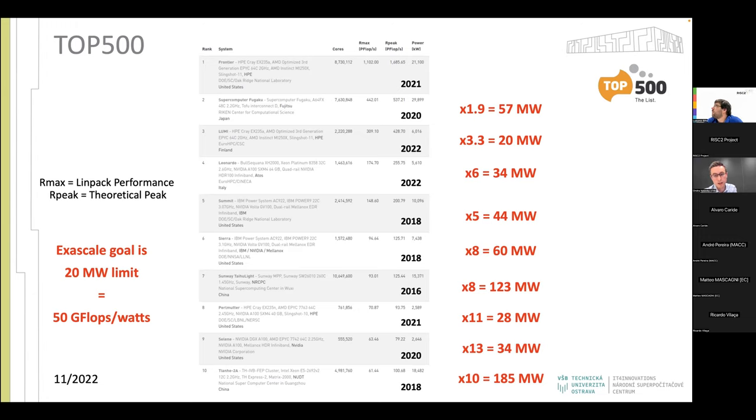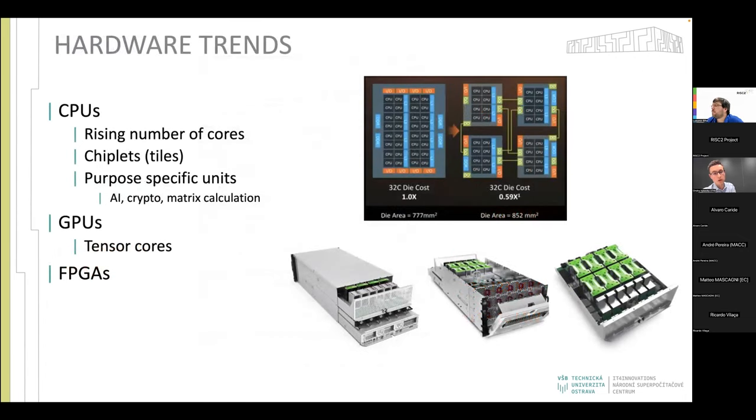Recent hardware is getting to the specified goal, but it was only possible by hardware improvement. And it was due to a rising number of cores, using chiplets, using specific units for example for matrix multiplication, which is also the case of using GPUs and tensor cores. So really the heterogeneous hardware in HPC systems is the way to reach this high energy efficiency. However, application developers are forced to really utilize this hardware, which is really hard. And when the hardware is not fully utilized, then there's again a possibility to reduce the power consumption of the hardware without hurting the performance.